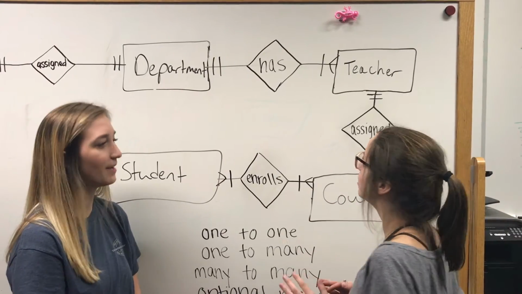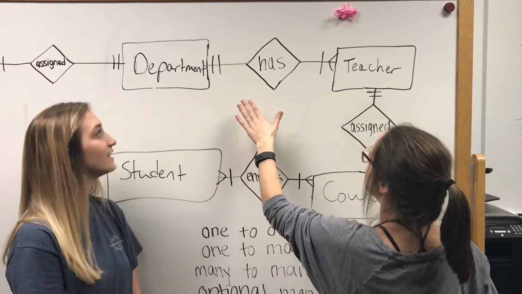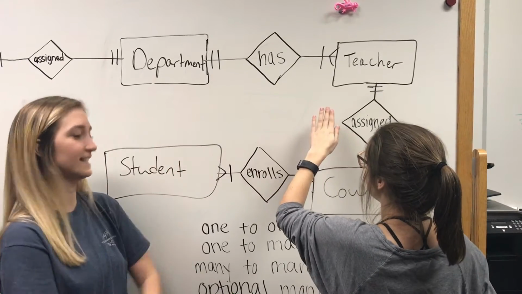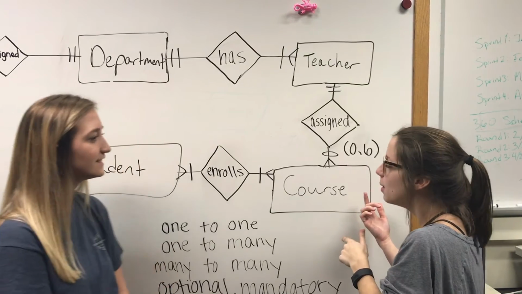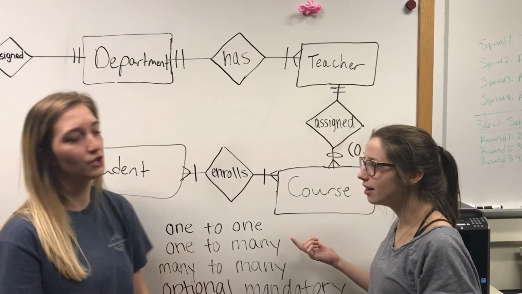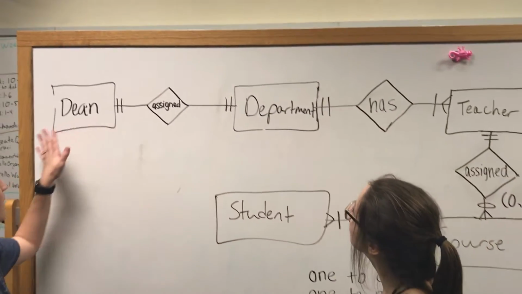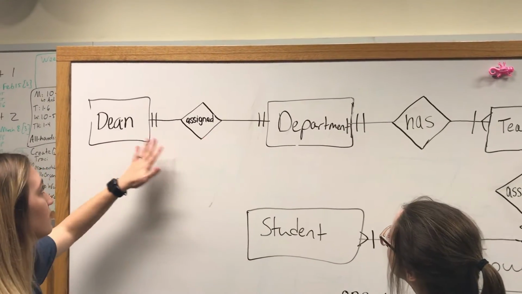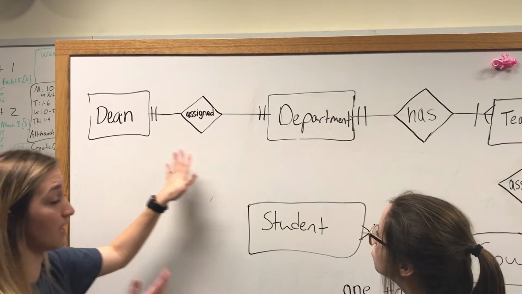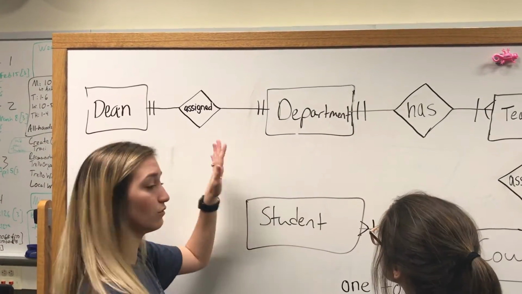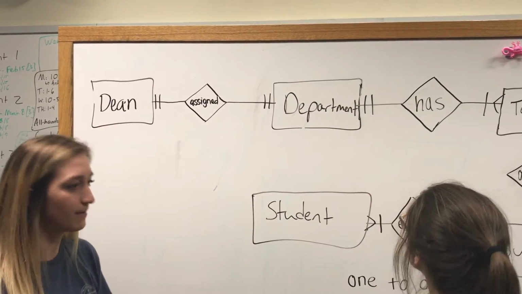Okay, so let's review. So this is a mandatory one-to-many. Yes. And this is an optional one-to-many. Yeah. Where's a one-to-one? Oh, I'm so glad you asked. So, let's say a department is assigned to one and only one dean. A dean can only be assigned to one department, right? Okay. One and only one. Okay. That makes sense.